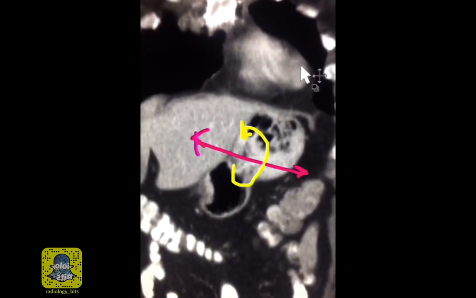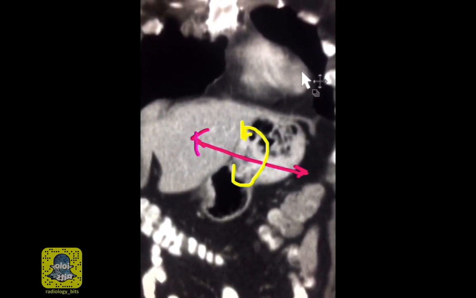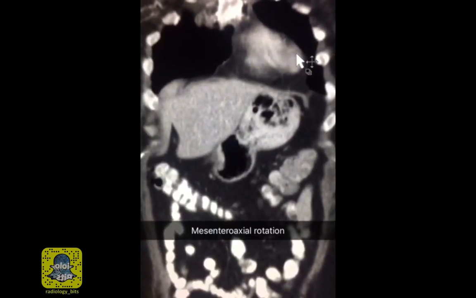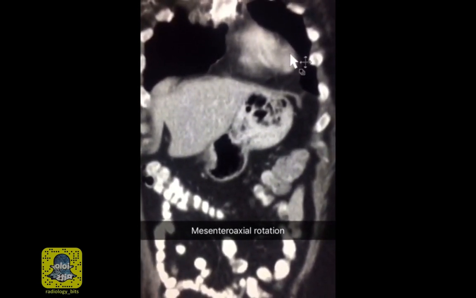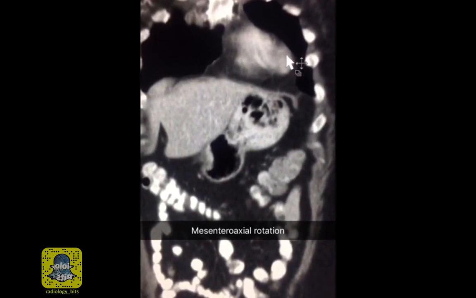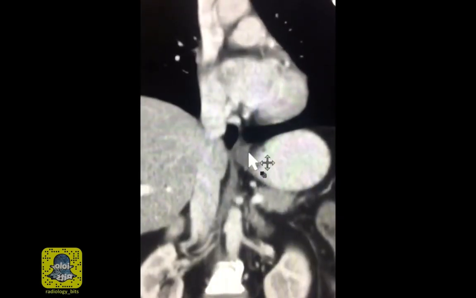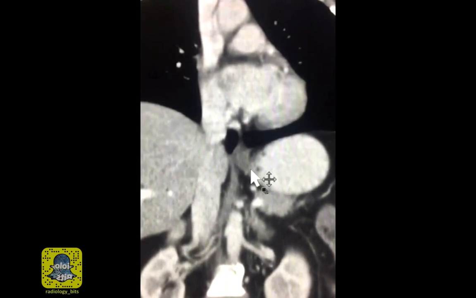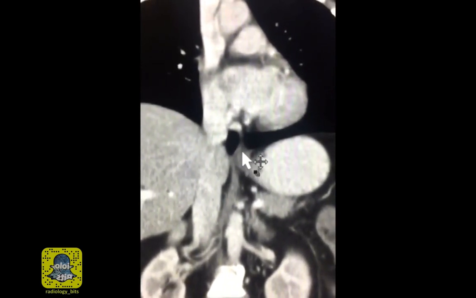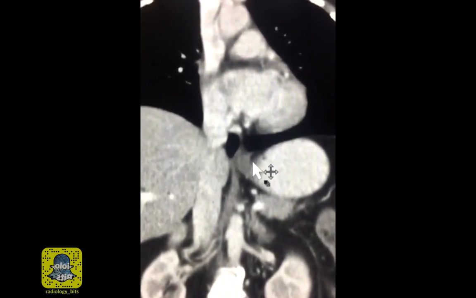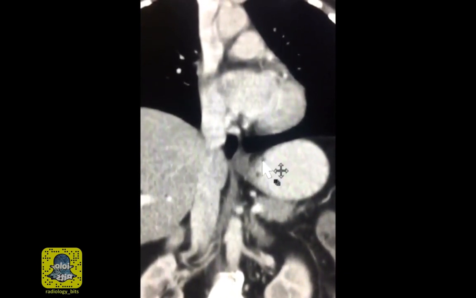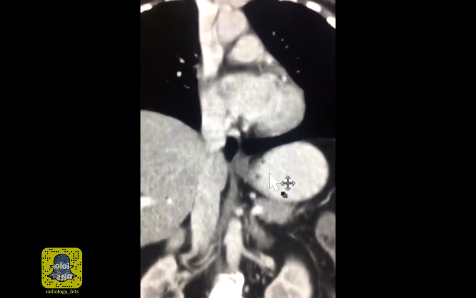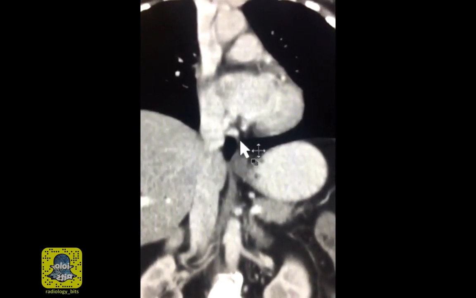Now, if the stomach twists along the short axis, it's going to be an upside-down stomach. In that case, the fundus would be down and the pyloric antrum would be up, and that's known as mesenteroaxial rotation. Another fact before we go to the abnormal case is to emphasize that the gastroesophageal junction is below the diaphragm. If the diaphragmatic hiatus becomes wide, the gastroesophageal junction or stomach may herniate through that, and that's a hiatus hernia.